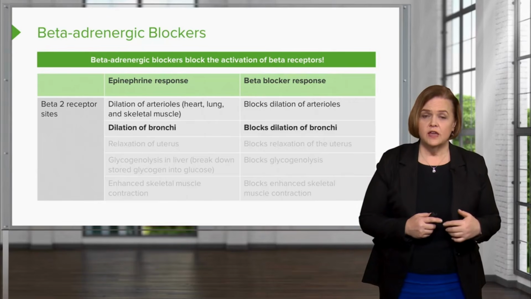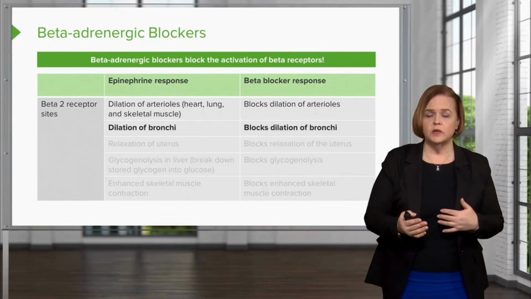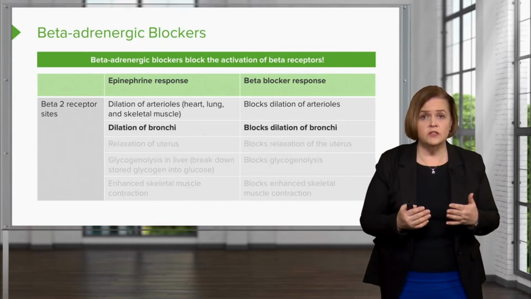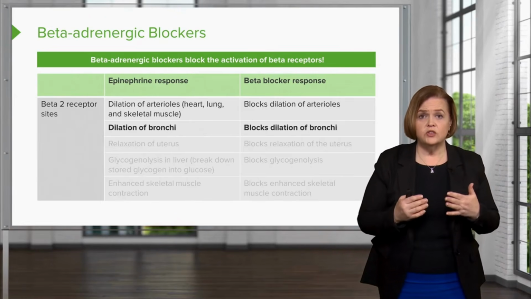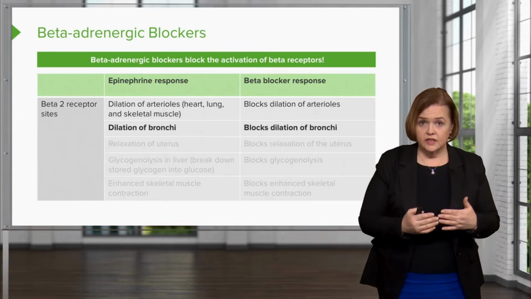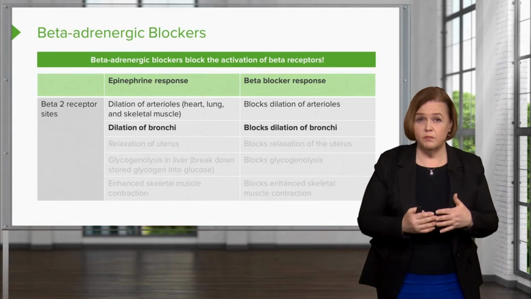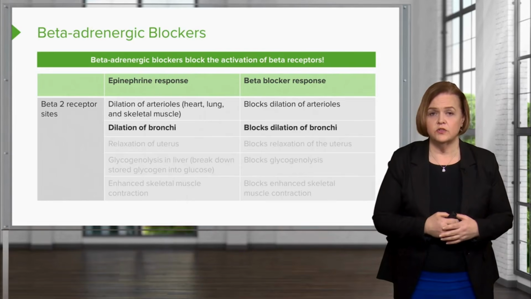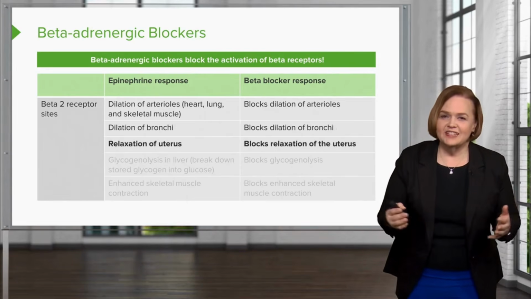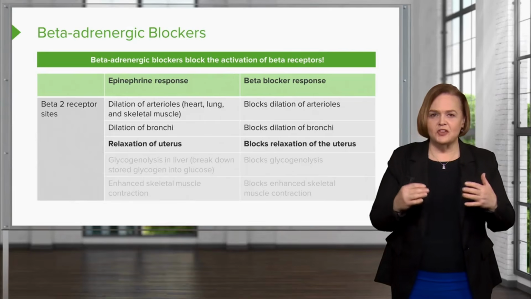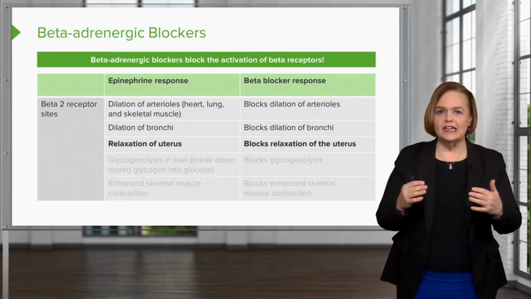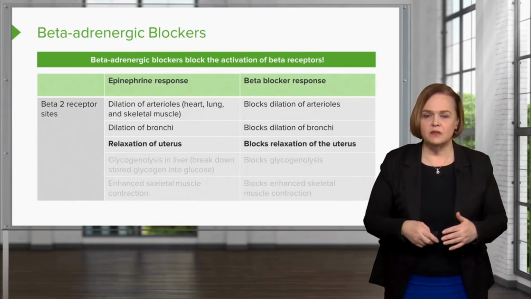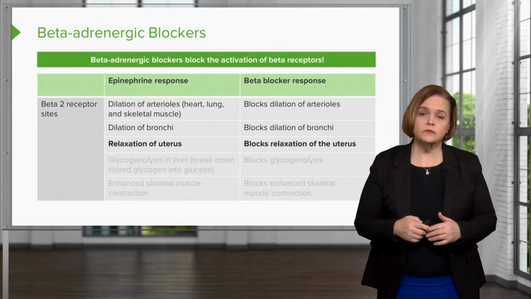Educate your patients that, hey, you may or may not have this experience, but if you notice shortness of breath, you definitely want to do something about that. Contact a healthcare provider, probably not take your next beta blocker based on what the healthcare provider advises you to do. Now, the relaxation of the uterus, this is just kind of a talking point in here, not going to be a major factor when you're taking beta blockers for hypertension.